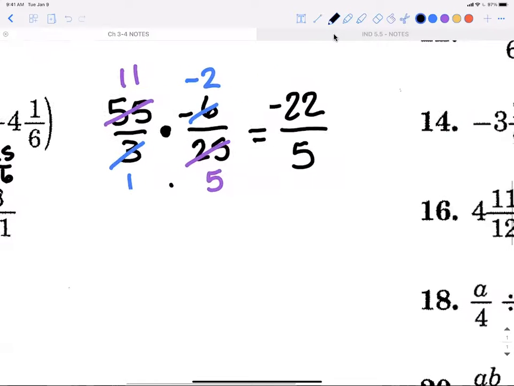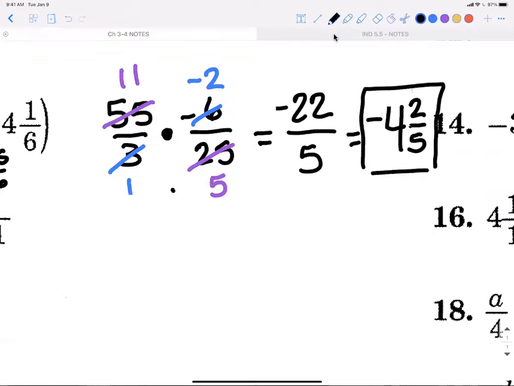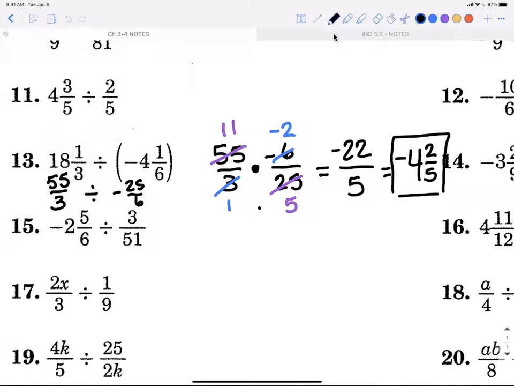And then the last step is going ahead and changing it to a mix. And I'm going to put that negative there so I don't forget it. 5 goes into 22 4 whole times, right? 4 times 5 is 20. That leaves me a remainder of 2 over 5. And so my final answer, and again, just take a hot second to go back and say a positive times a negative should give me that negative.